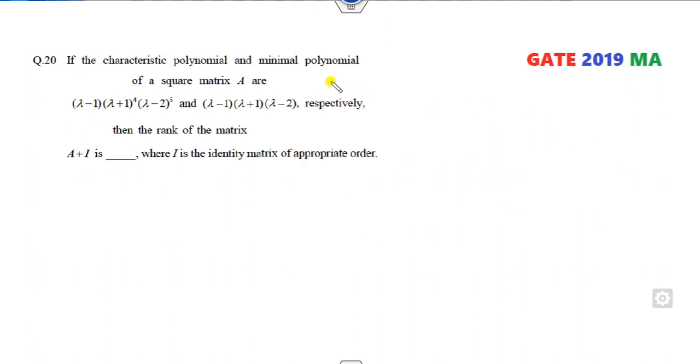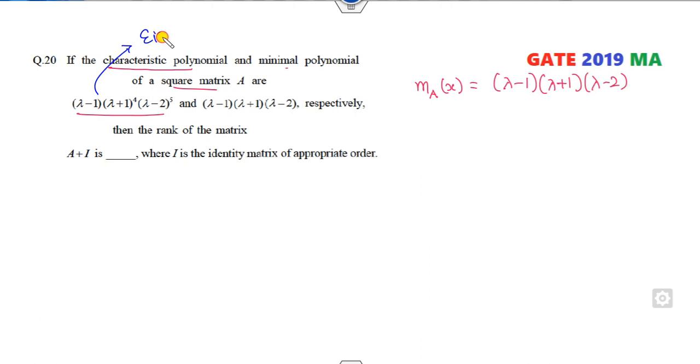Okay, now look at another question. The characteristic polynomial of a square matrix is given here. The minimal polynomial of the matrix A is given to be this. Fine. Now, what are the eigenvalues? You can see the eigenvalues are plus 1, minus 1, plus 2, having algebraic multiplicity 1, 4 and 5.